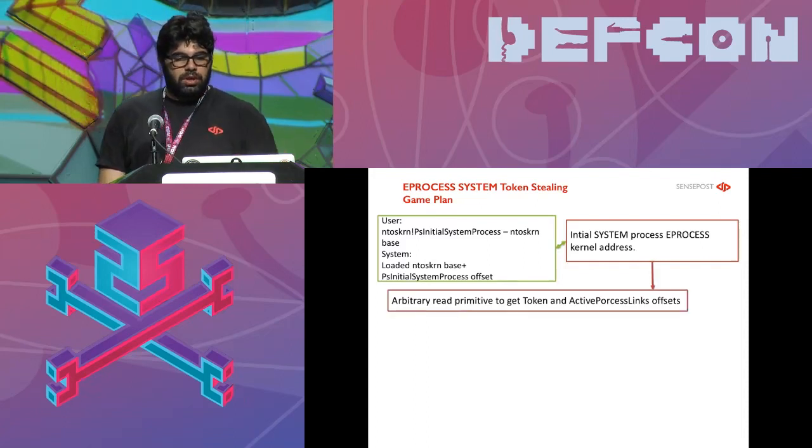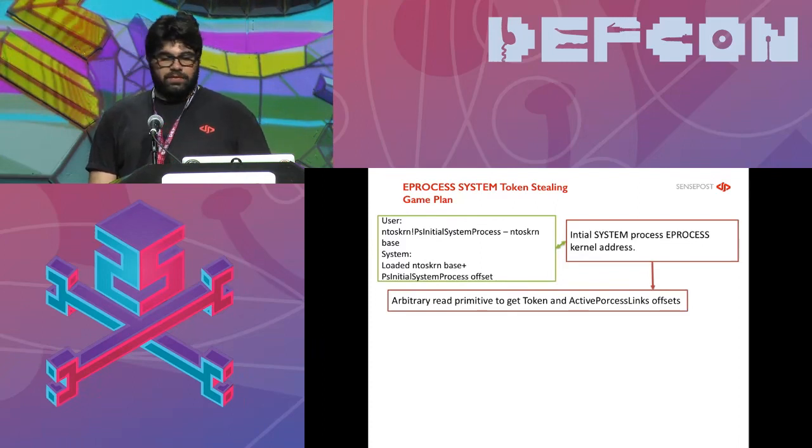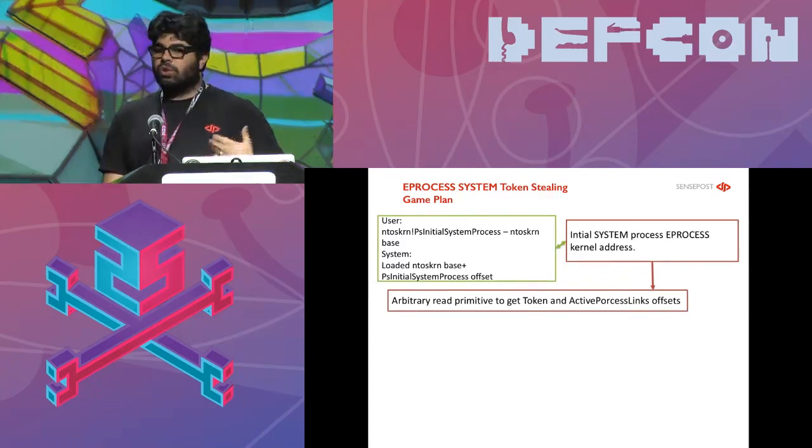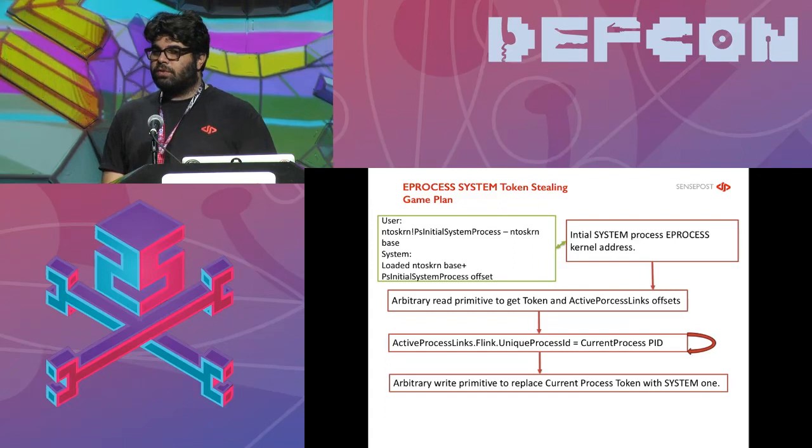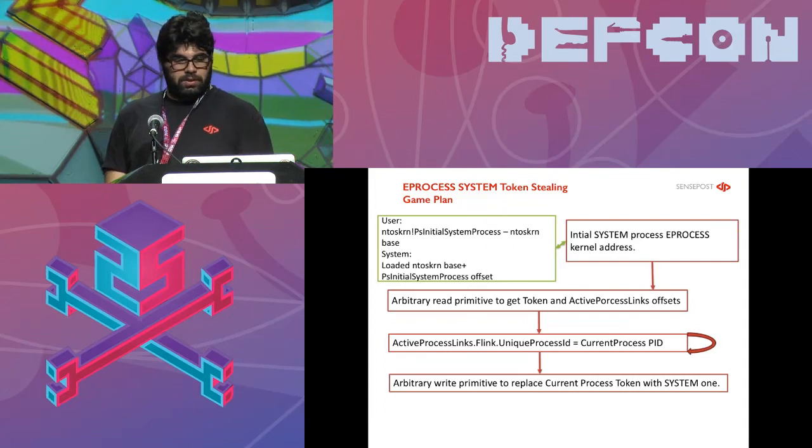mode. Then we use the arbitrary read primitive that we got to actually read the token of the system process, and move on to iterating over the active process links until the unique process ID represents the current process ID, and use the arbitrary write primitive to just replace our current process token with the system one, effectively gaining elevated privileges.